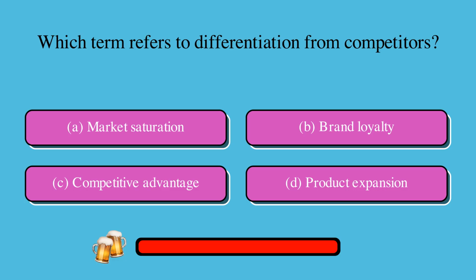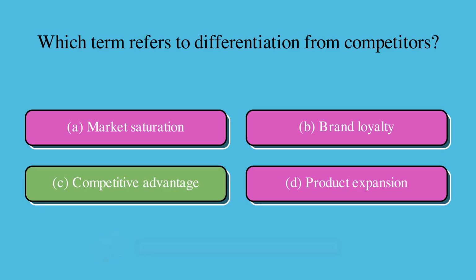Which term refers to differentiation from competitors? Is it A, market saturation, B, brand loyalty, C, competitive advantage, or D, product expansion? The correct answer is C, competitive advantage.